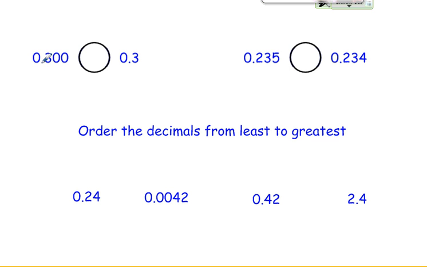So 0.300 versus 0.3. In the end, we got to think about, okay, do these zeros right here, this one and this one, do they matter? Do they change the value of the number? And of course, the answer would be no. And so in the end, we're really just comparing this place value with a 3 there and this place value with a 3 there, which means they're equal because they're both 3/10.